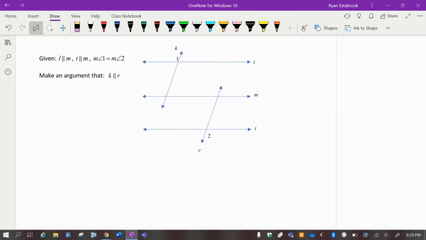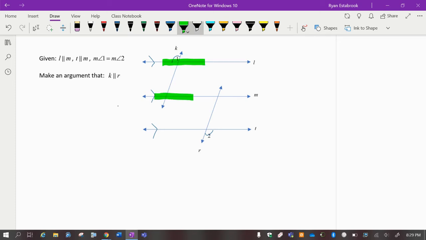Next one, we have a series of lines that are parallel to each other. So L is parallel to M, and T is parallel to M. So maybe for my drawing, I need to be consistent here and say that those lines are parallel to each other. Given that the measure of angle 1 equals the measure of angle 2, we're trying to show that K is parallel to R. I'm going to have a few steps in this one.